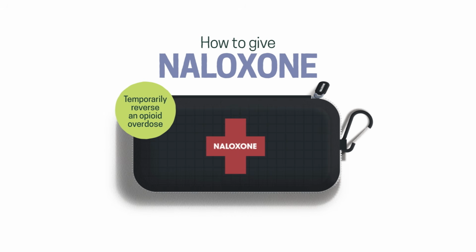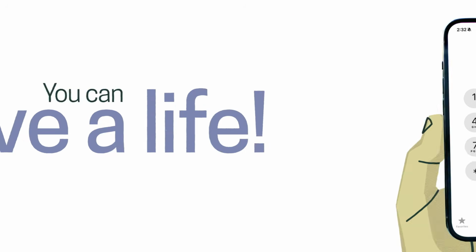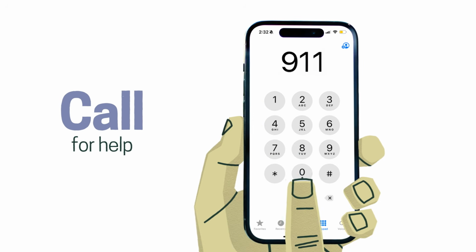The video opens with a small zippered black case with a red cross on it. It is a naloxone kit. Text on screen. How to give naloxone. Temporarily reverse an opioid overdose. You can save a life. Here's how. First, call 911 or your local emergency number.